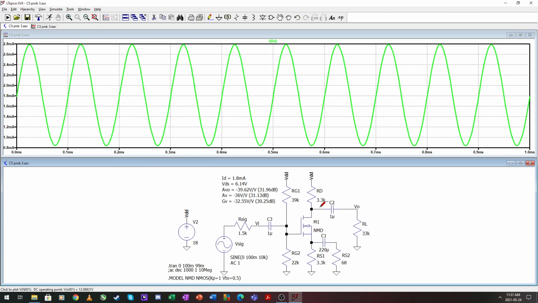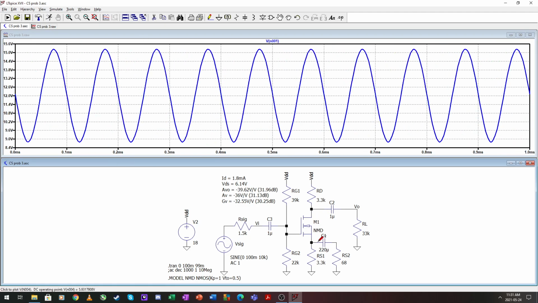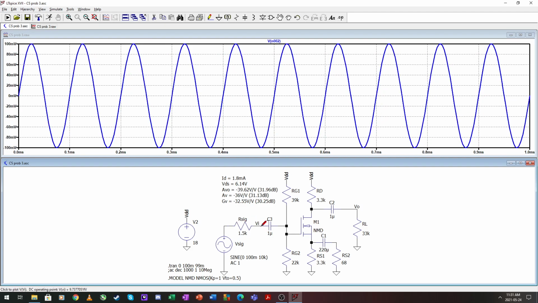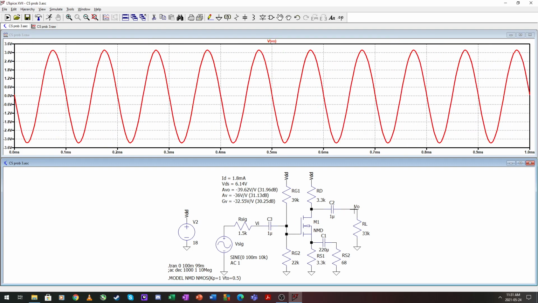That's at roughly 1.8. That's at 12 volts. That's almost at 6 volts. So we have 6 sitting across the transistor here. 100 millivolts in. Stays almost 100 and gets multiplied going out of the amplifier. So 50 times 100 milli is 5 volts. So this is very close to the 3 volts that we wanted.